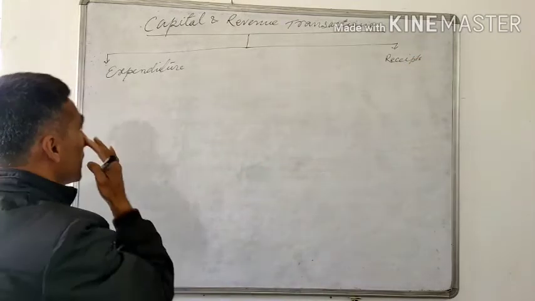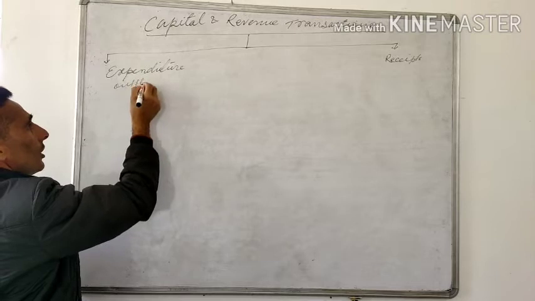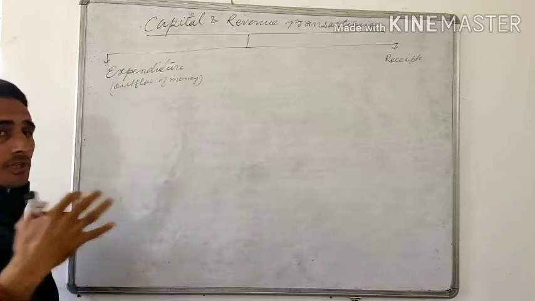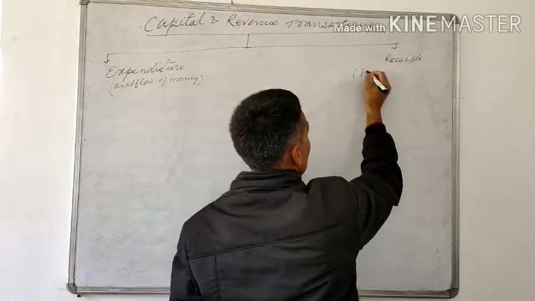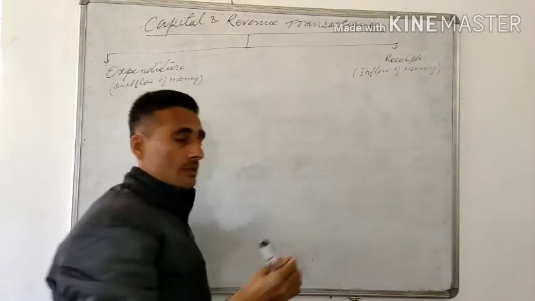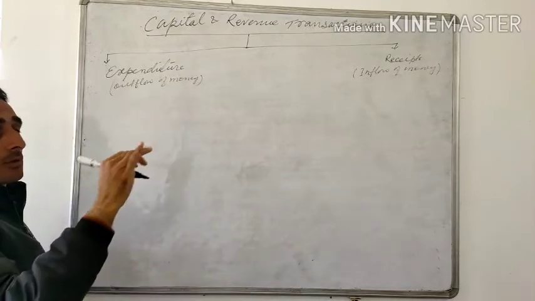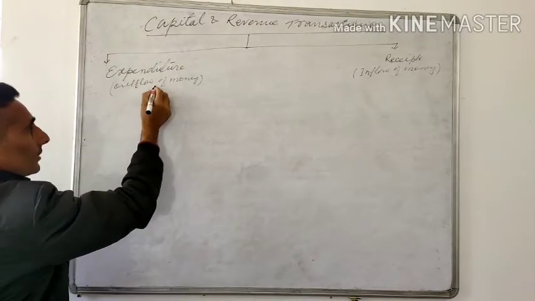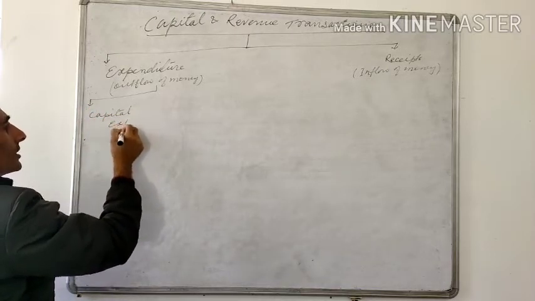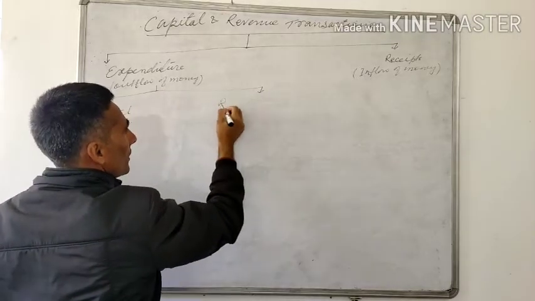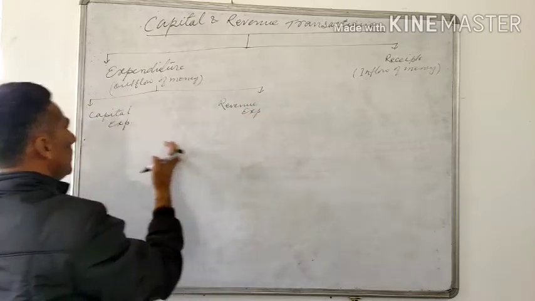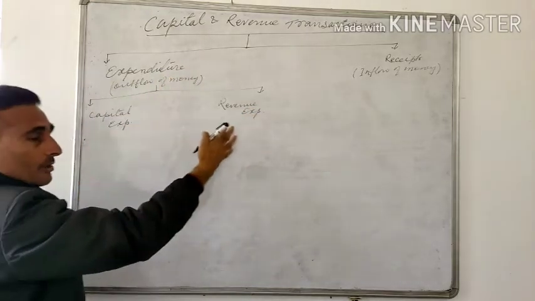Expenditure means it is outflow of money. That means the payment. Expenditure means payment. Receipt means inflow of money, that means the money coming into the business. Cash coming into the business is called receipts. Then expenditure can be further divided into capital expenditure or revenue expenditure.